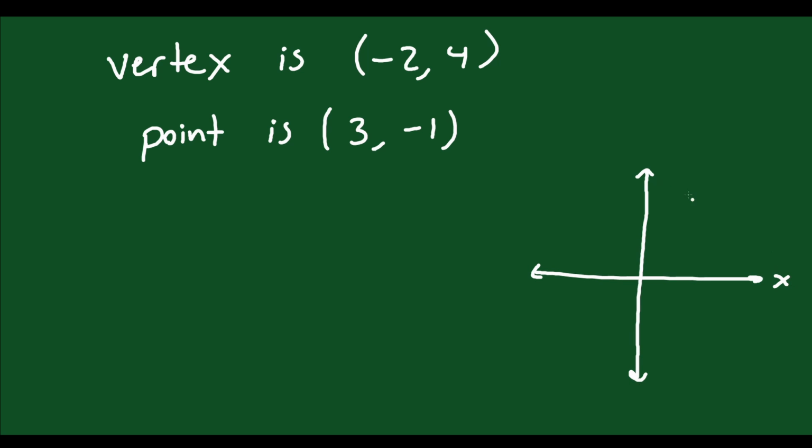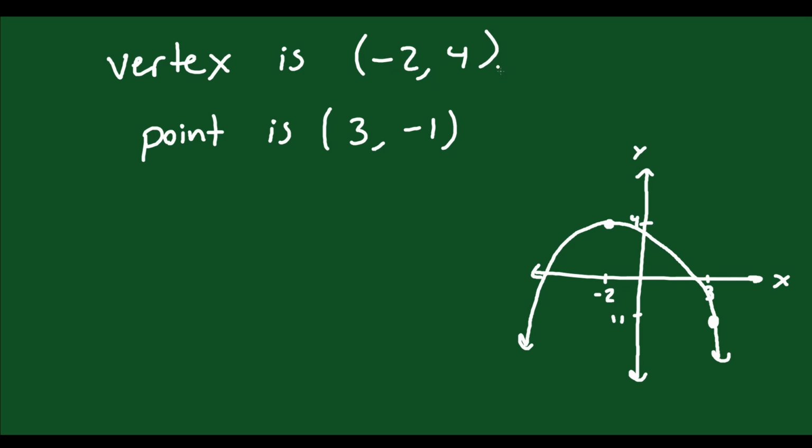So you have your x, y axes here. We're told the vertex is at (-2, 4), so somewhere here, like that. And we have the point (3, -1). So if this is the vertex and you have a point down here, it should be obvious that it's opening down like this. That's the only way it can touch this point down here, right? So we already know the direction of opening. Okay, now what else can we do?